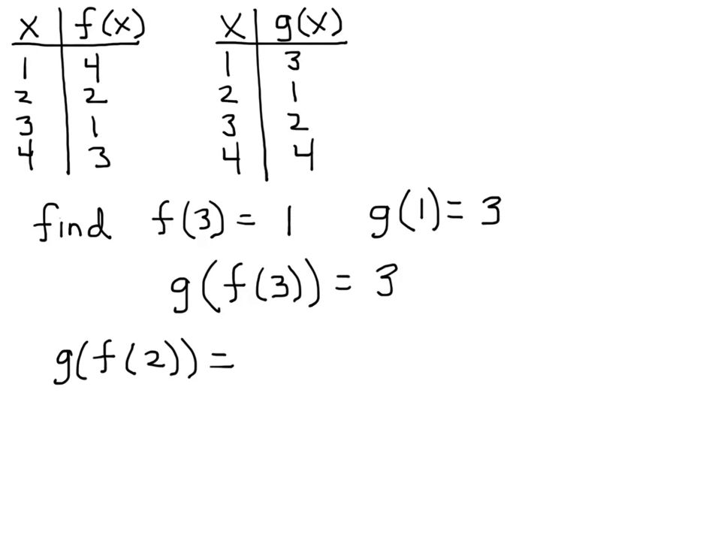Okay, so try this one. What do you think? 1, right? F at 2 is 2. G at 2 is 1. Okay, and if I do it this way, f at g at 2, g at 2 is 1, f at 1 is 4.